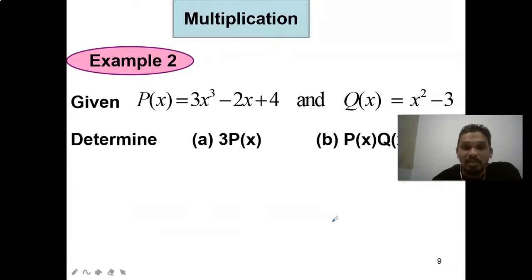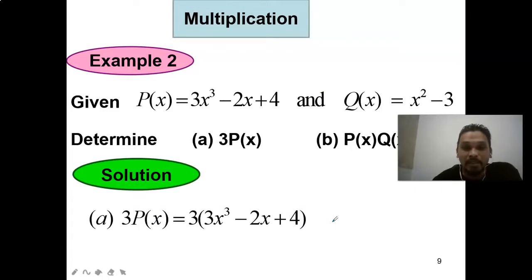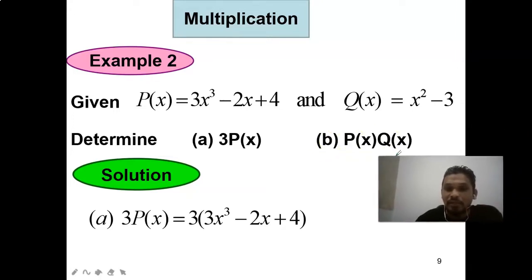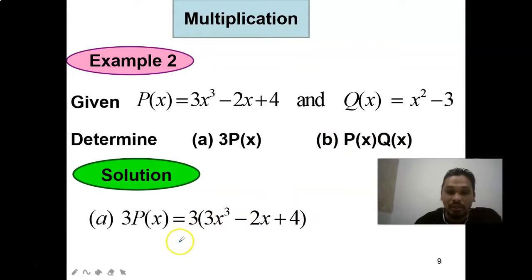Now, multiplication. The process of multiplication. I think the first example is too easy, so I'm not going to explain too much on this one. The constant 3 multiplied with p: 3 times 3x cubed is 9x cubed. 3 times negative 2x is minus 6x, and 3 times 4 equals 12. That's it.